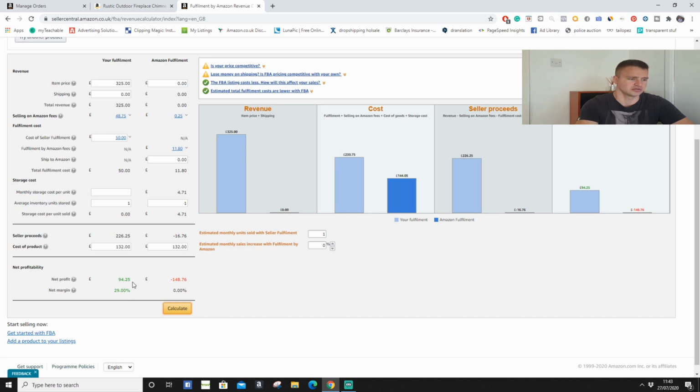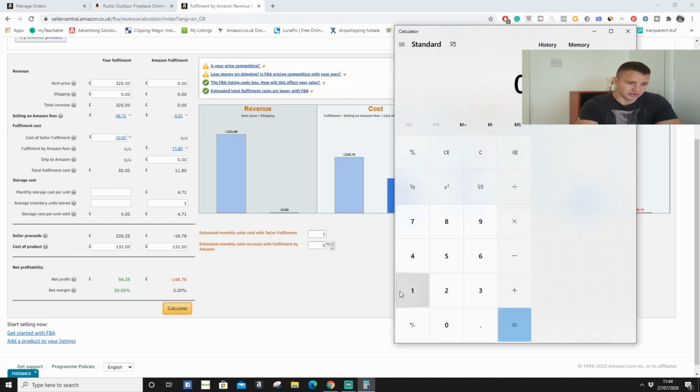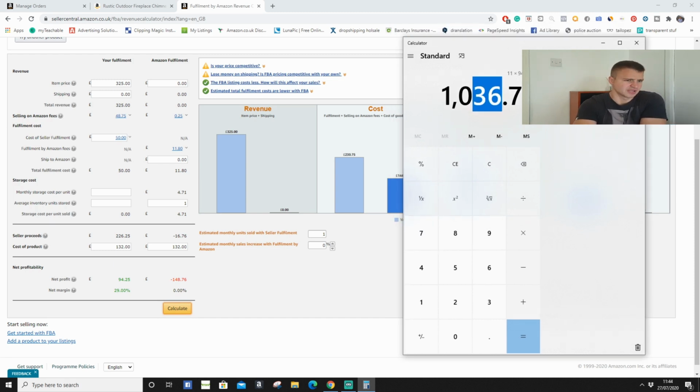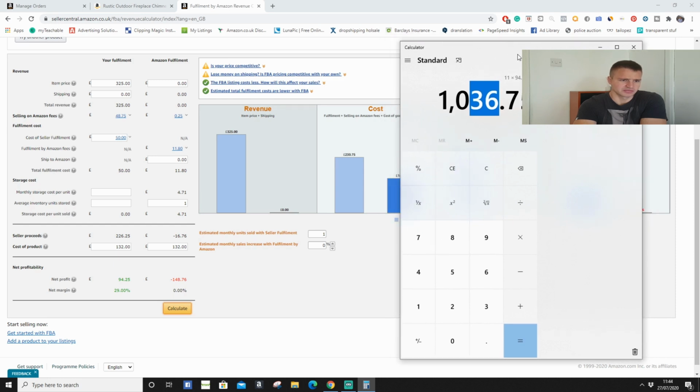So actually it's very good, this profit. It's £94 profit. I'm very happy with this. We sold like, how many did we sell? Like 11 of these. So 11 times 94.25 equals £1,035 profit. And how long did it take? Less than one week. Actually, kind of two weeks.